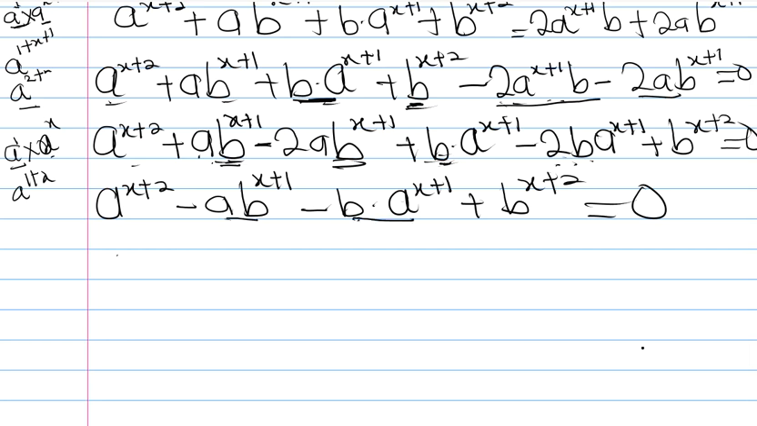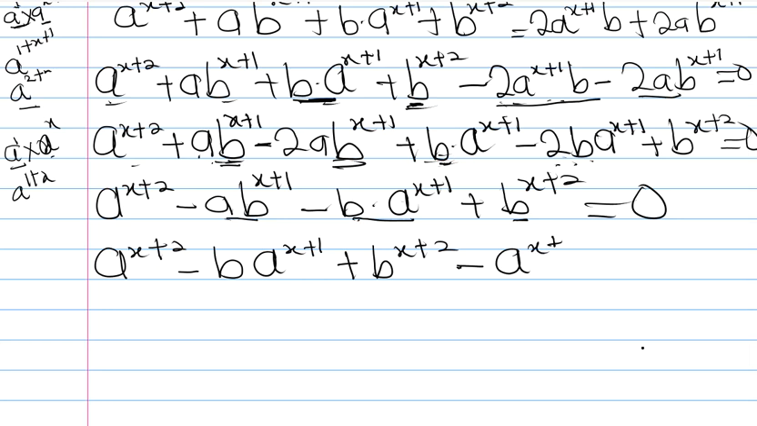Similarly, let me take this one. I can say a raised power x plus 2 minus b a raised power x plus 1. Look at this one as well. I can also say b raised power x plus 2 minus a, sorry, minus a raised power, minus a raised power b raised power x plus 1. Okay, everything is equal to 0.